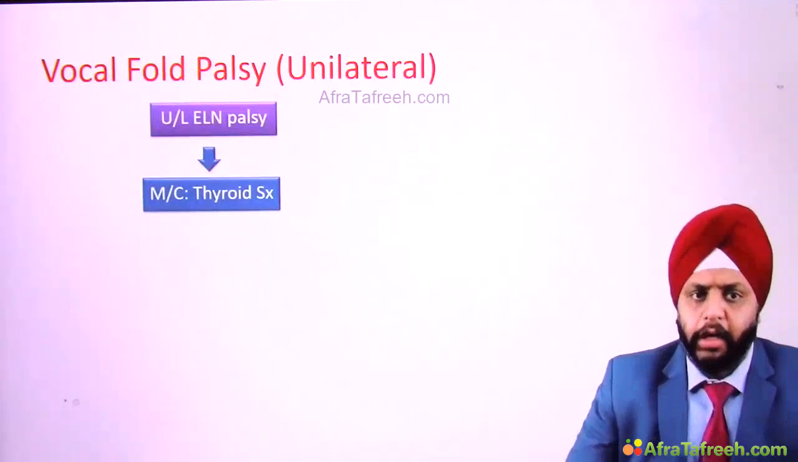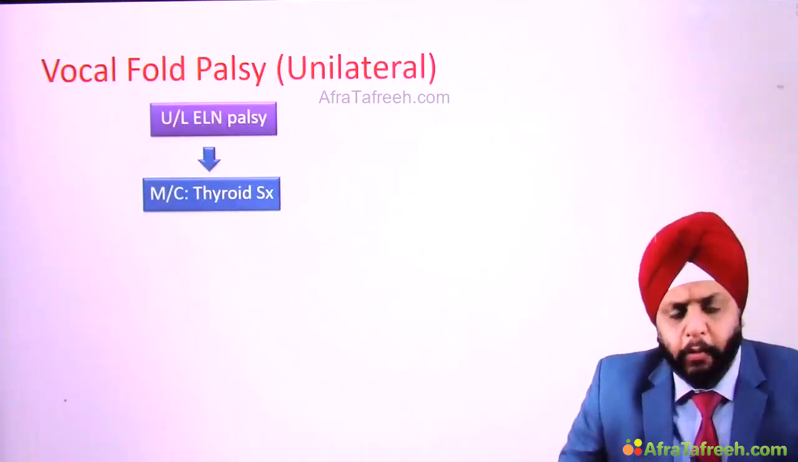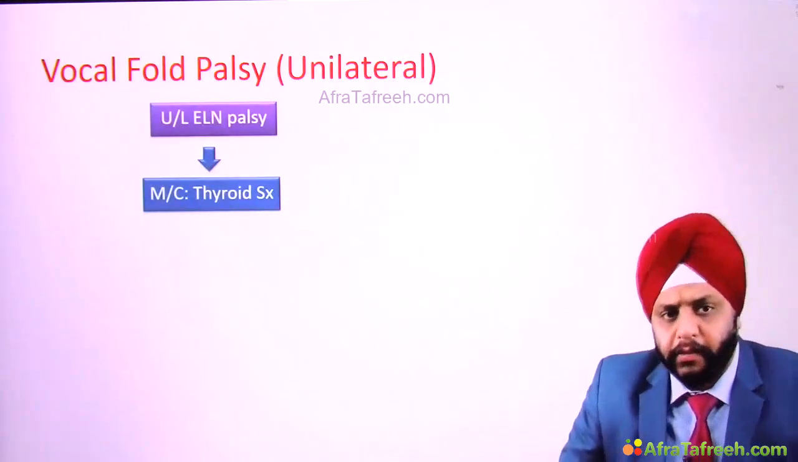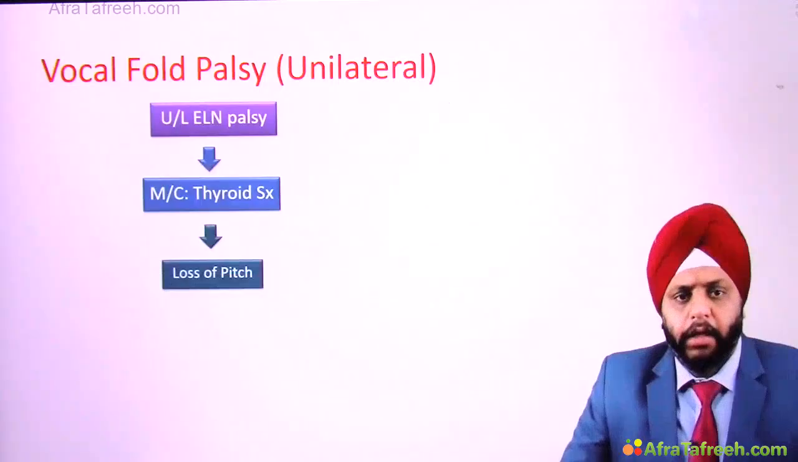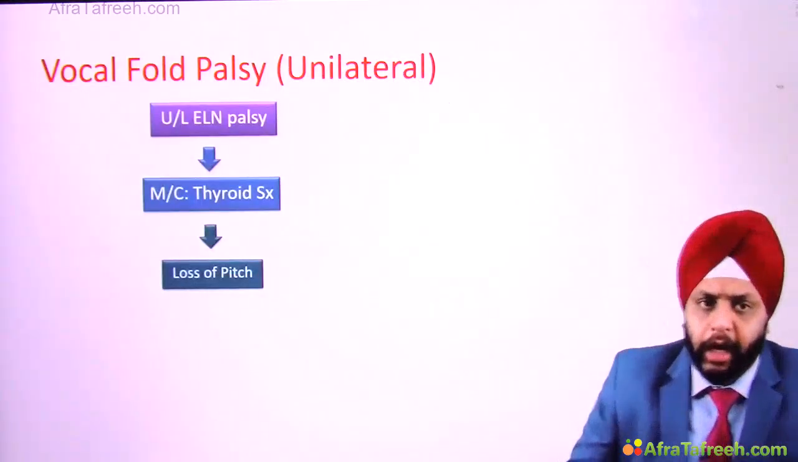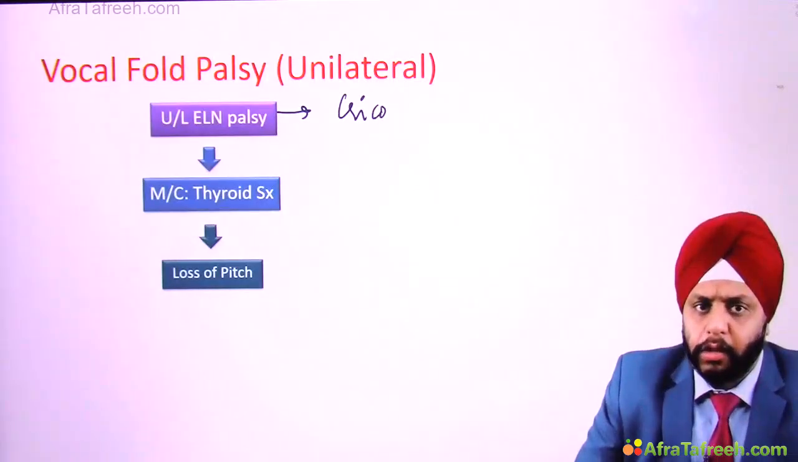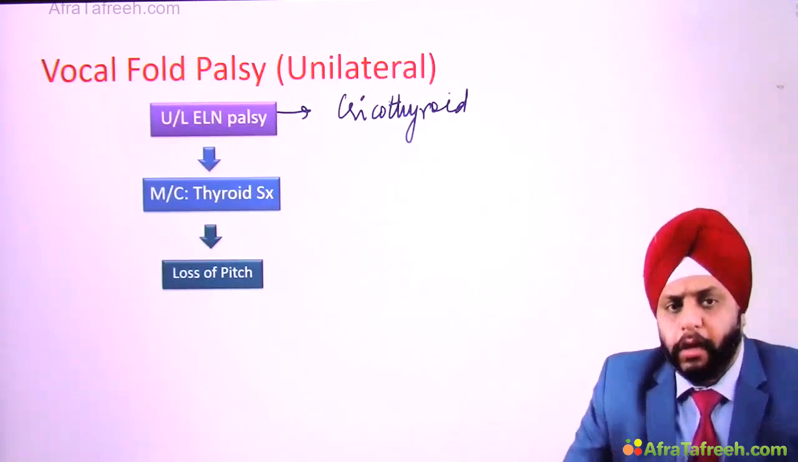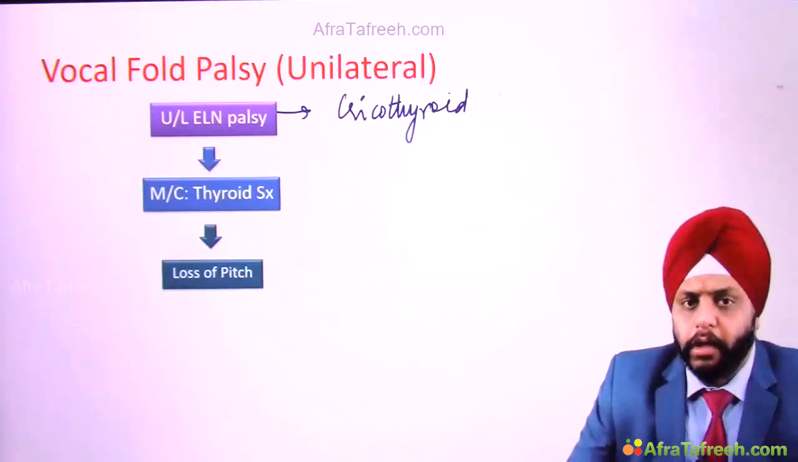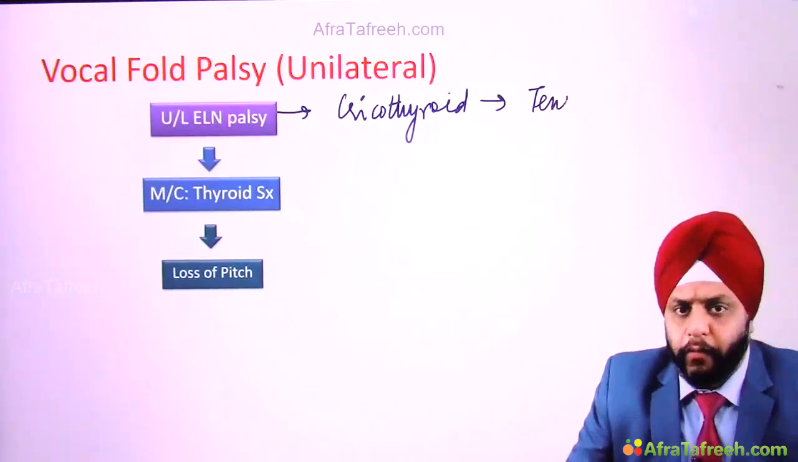Okay, now let's go ahead. Most common cause for external laryngeal nerve palsy is thyroid surgery. Now what will happen to the patient? External laryngeal nerve is gone. External laryngeal nerve supplies the cricothyroid muscle. Remember, this is a branch of the superior laryngeal nerve. It goes and supplies the cricothyroid muscle. Cricothyroid is a tensor of the vocal fold.